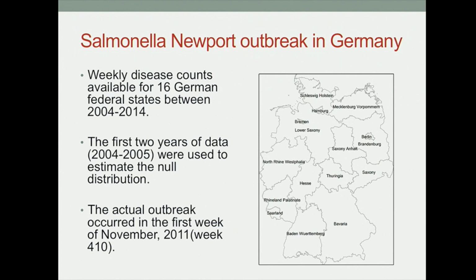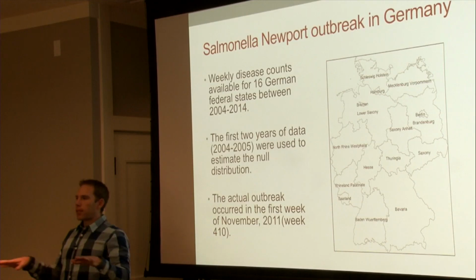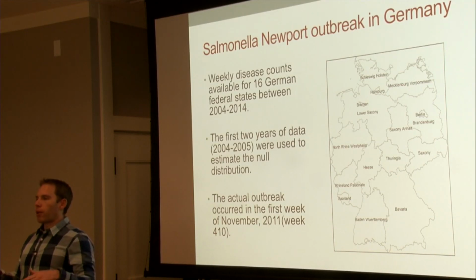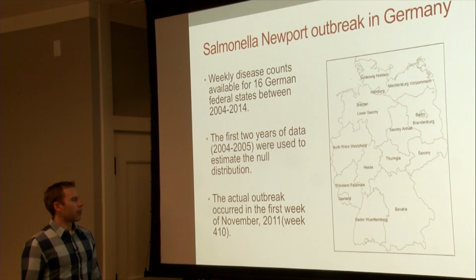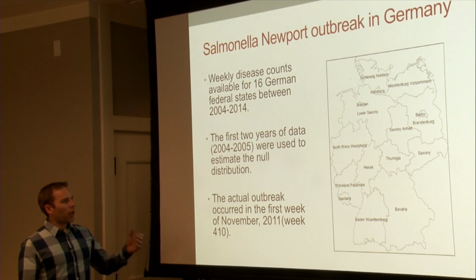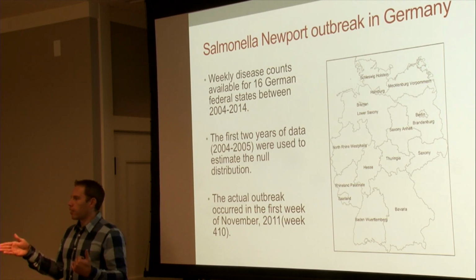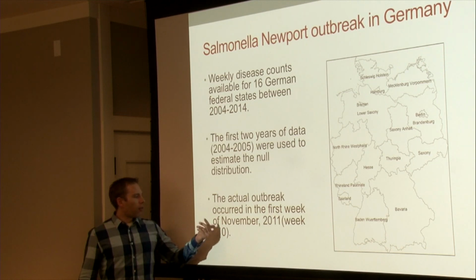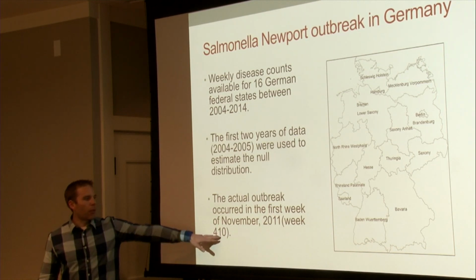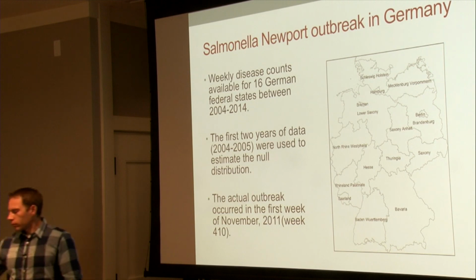And for this German data, what we had is the weekly disease counts of Salmonella from 2004 through 2014. And then what we did was we used the first 2 years as sort of a baseline period where there were no outbreaks of Salmonella. So we used that to sort of calibrate our testing procedures. And we're looking at this data after the fact, even though we analyzed it prospectively when we did the analysis. And the actual outbreak occurred the first week of November 2011, which is week 110 of our data set.